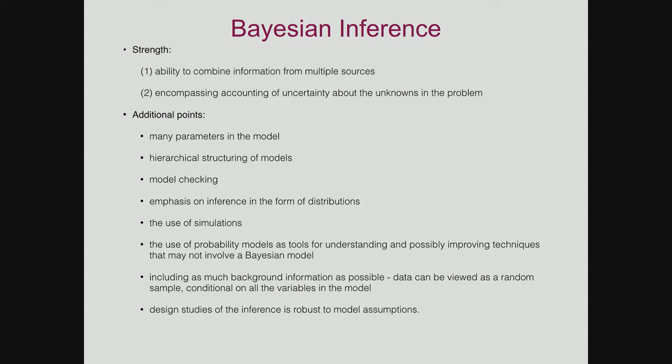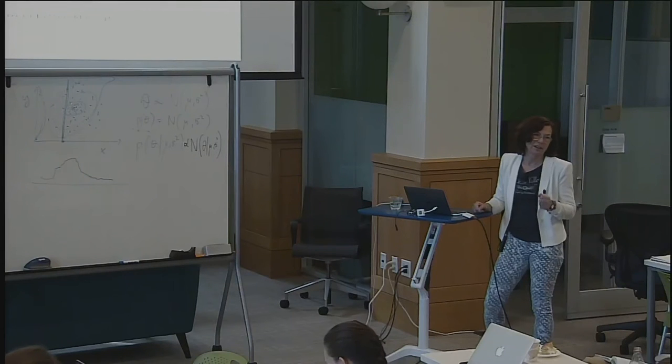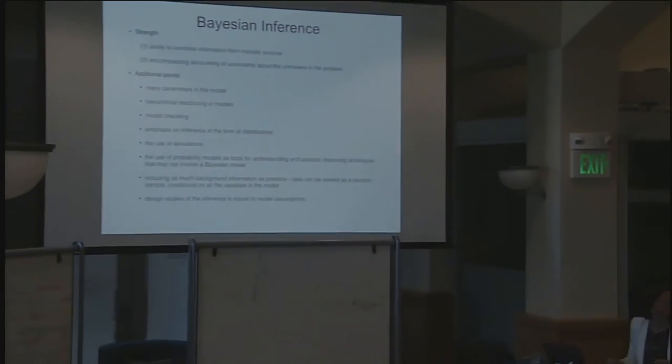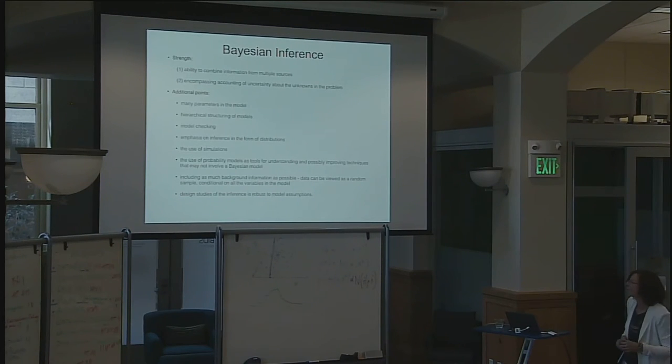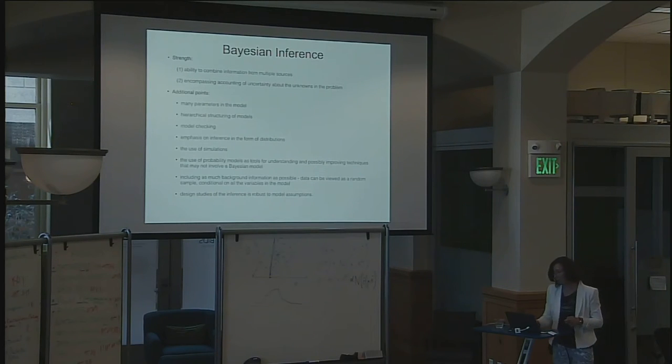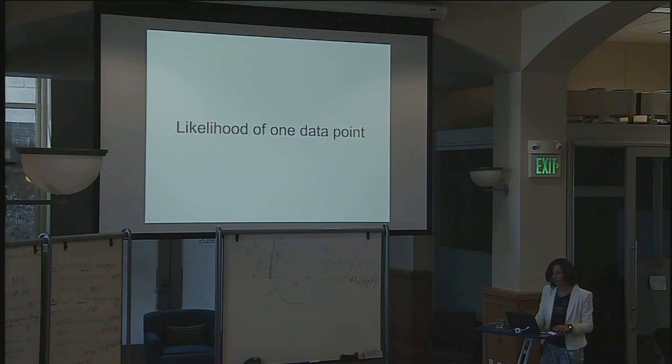And you need to be willing to design studies of the inference which is robust to the model assumptions. Often people say, well, don't do Bayes because you really skew your final result because you put all you know in the prior and then what you get is what you put in the prior. Well, it means that your prior is wrong, your model is wrong, and your approach is wrong. So it's not that Bayes is wrong, it's just what you did is wrong, right? So you have to be careful about those. All right.